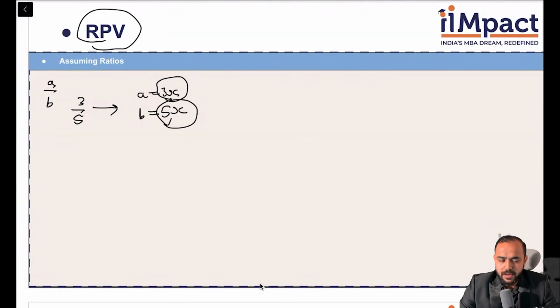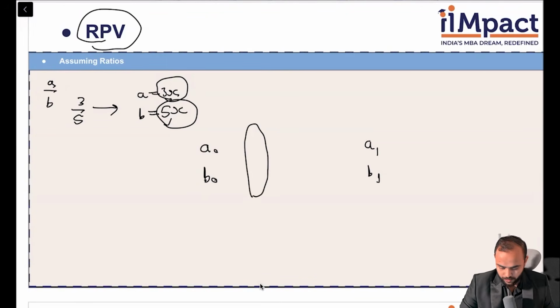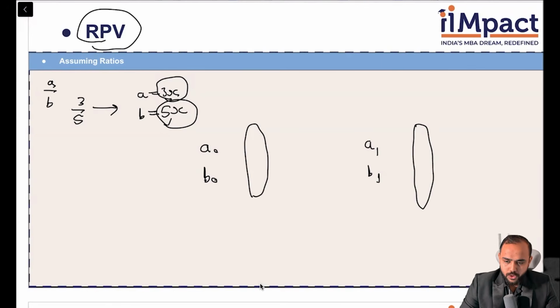Now, secondly, very often what happens is that there is some initial condition, and let's say the values are a naught and b naught in the initial condition. Then the values are a1 and b1. They will give you the ratio of these values, a naught by b naught and a1 by b1. Now, to connect to ratio inputs, they will have to give you some absolute data, addition, subtraction, etc.